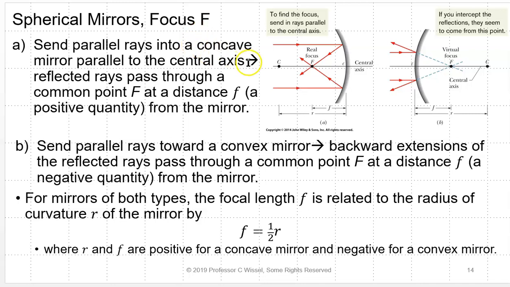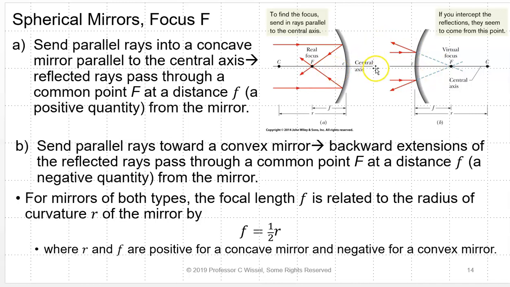Spherical mirrors, you want to locate the focus. The easiest way to locate the focus is with light rays that are parallel to the central axis. So you send parallel rays into a concave mirror, parallel to the central axis. They will obey the angle of reflection equals angle of incidence equation, and they will pass through a common point F at a distance little f. This is a positive quantity from the mirror.